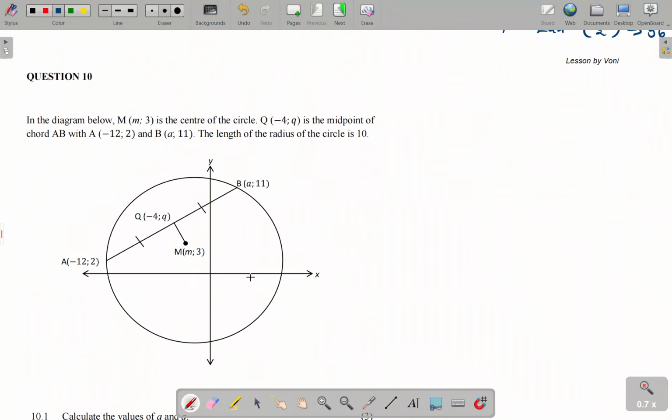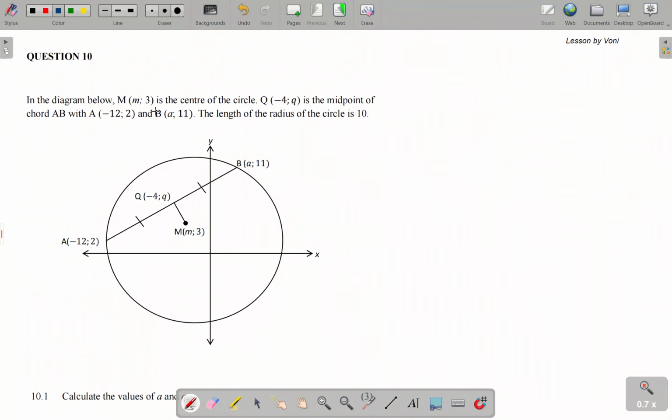This is question 10. They say in the diagram below, we have M, which is unknown, and 3 there. So it's the center of the circle. Doesn't look like the center there, but it's fine. Since it's the center of the circle, the radius is going to be from the center to the circumference. So like that, guys, you can see how weird it is. So yeah, that's what you have there.